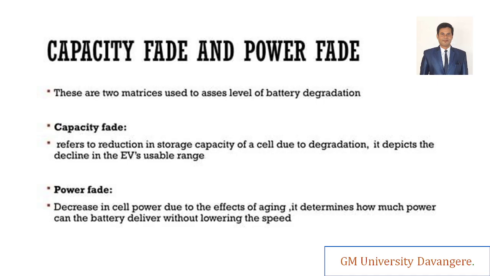So that is the very basic example they have given to understand the power fade, right? The power fade makes a lot of impact on poor acceleration and also hill climbing. It will not be able to deliver the high current. Because of the voltage sag, we can't expect that much voltage in the aged cells, right? So these are the various causes.